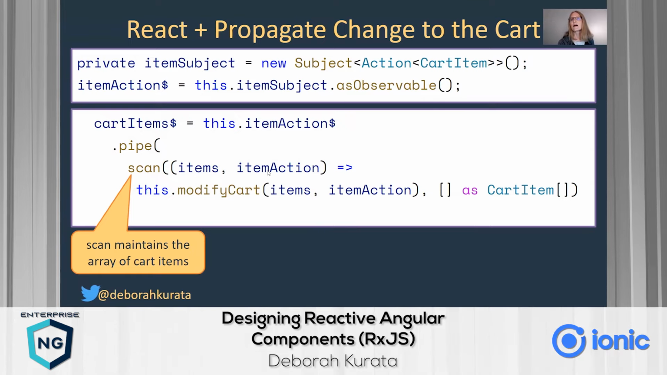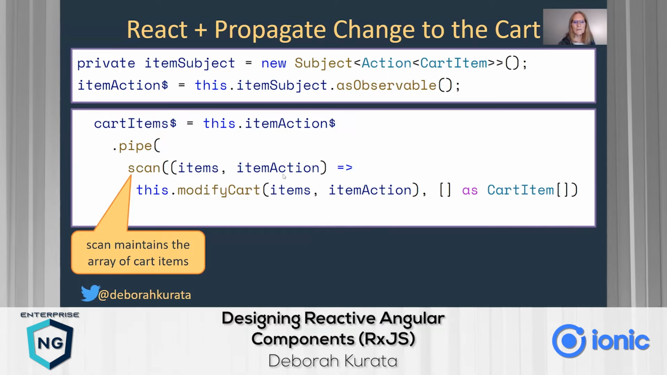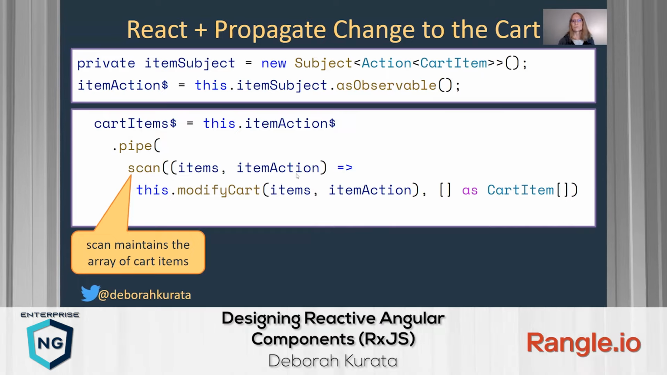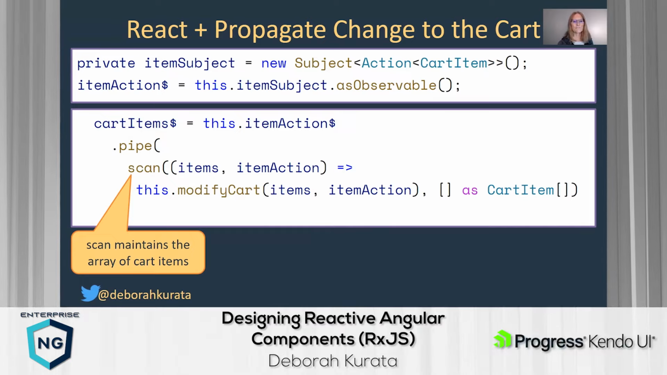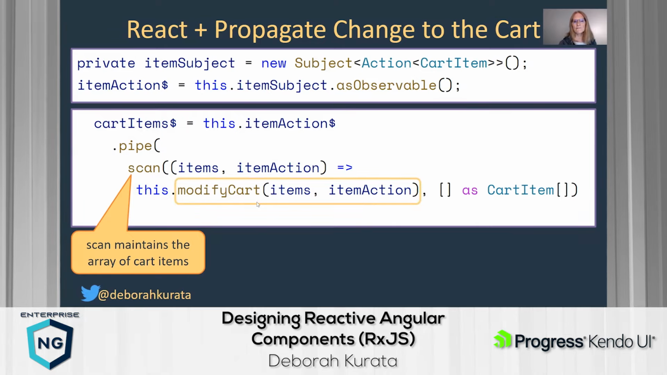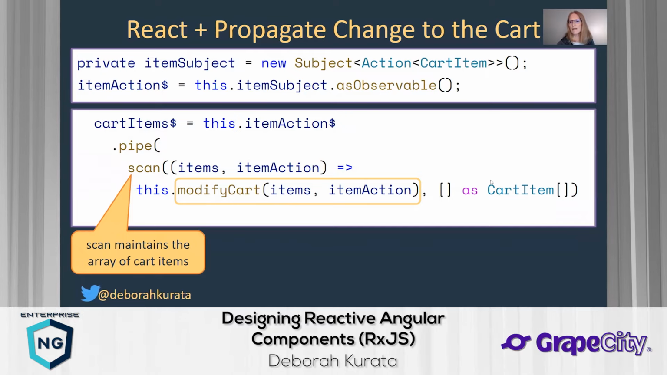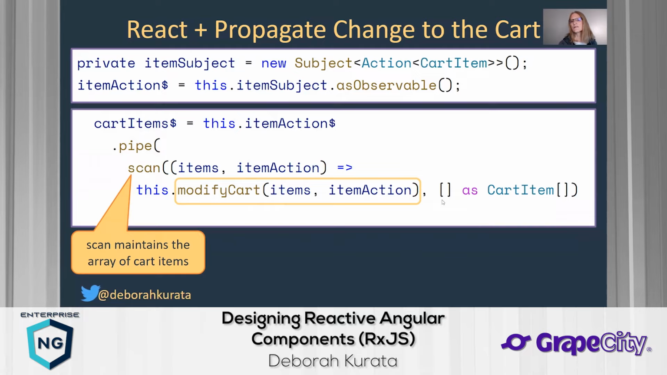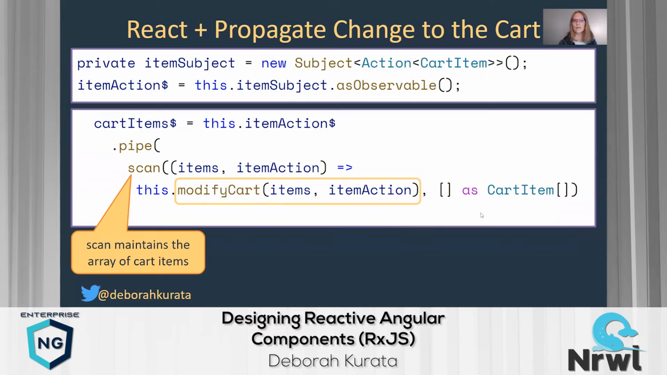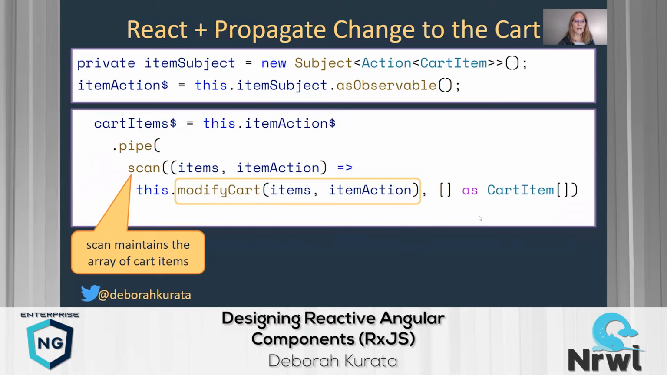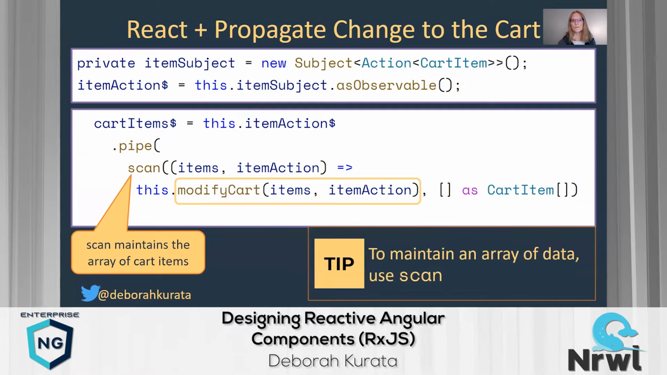And then the second argument to the scan is that change that you want to do to it. So that's our item action. So that would have, do we want to do an add, update, or delete, and also the cart item, which is the vehicle and the quantity. Then we're going to call this method called modify cart in order to perform the action against that array of values. And this last part of this syntax is saying that we want to seed the scan with an empty array of cart items. So that starts it off as that array. So first, a tip: anytime we want to maintain an array of data, we can use a scan.